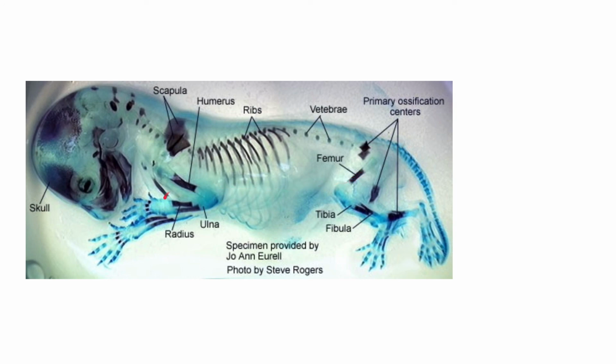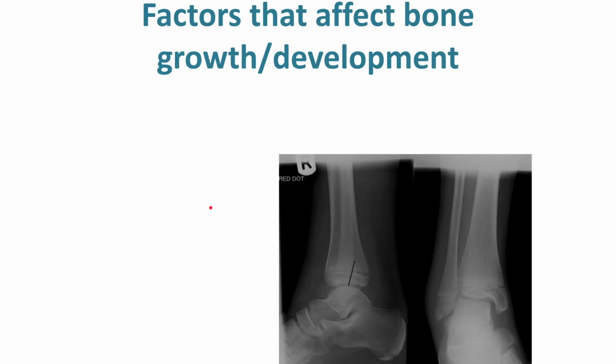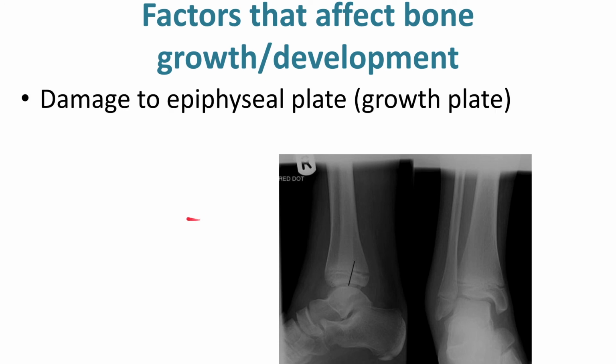Just further supporting that when bones grow, they grow from the middle. And so those cells are sent to the middle to both grow as well as ossify and harden from their cartilaginous state. And now we get into factors that affect bone growth and development. We're going to look at three primary things. Number one is anything that is damage to the epiphyseal plate, that growth plate.